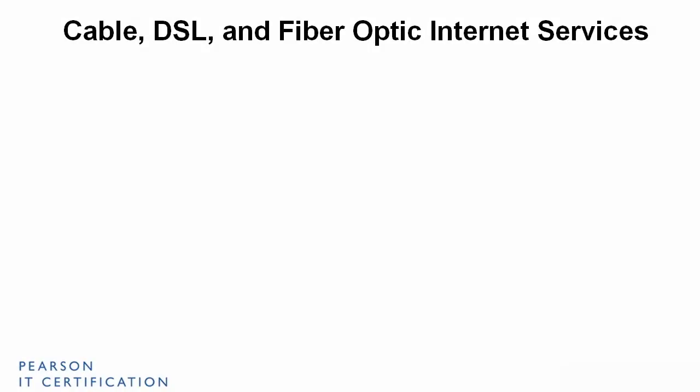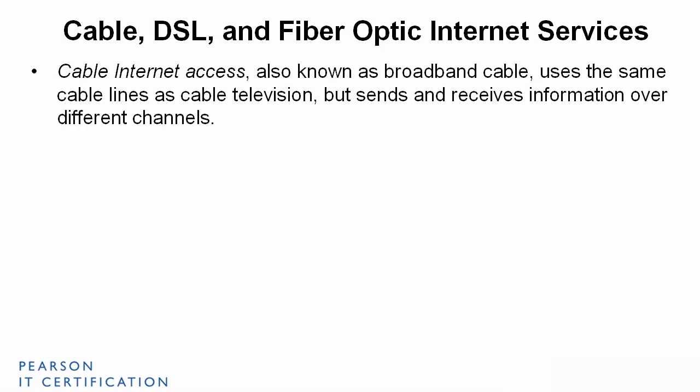Let's talk briefly about cable, DSL, and fiber optic internet services. These are three of the most commonly used internet services in the United States and in a lot of other areas around the world. Cable internet access, also known as broadband cable, uses the same cable lines as cable television, but it sends and receives information over different channels.